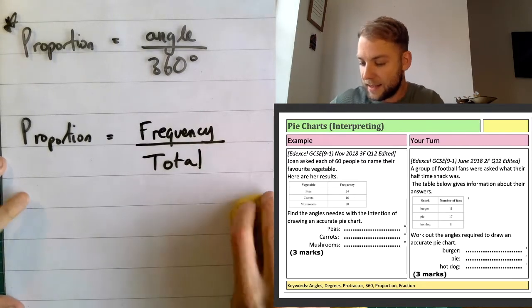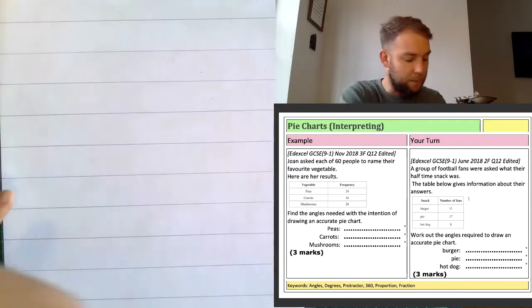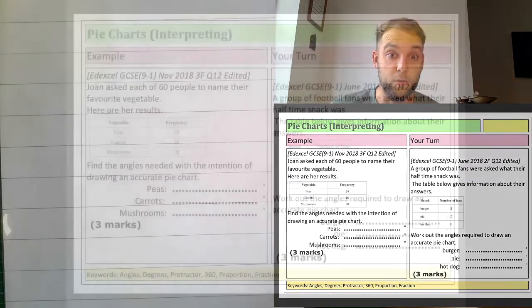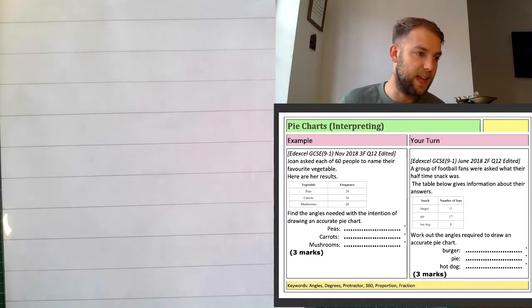Okay, so let's rub these out and have a go at this question on the right. I'll make it big so you can see it. I'd suggest that you probably get this one down in your notes. Remember, the only way to learn maths is to do it. So 3 marks for this. Let's have a go at it together.